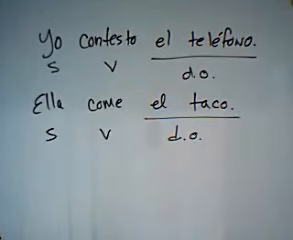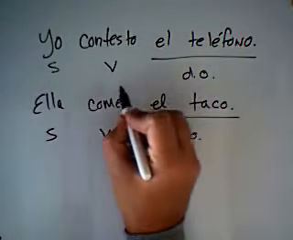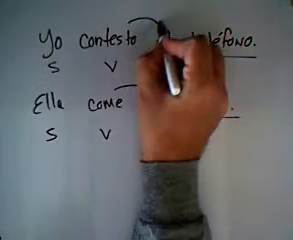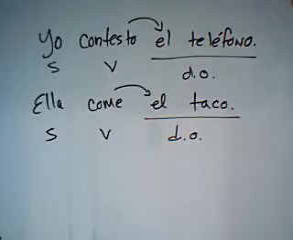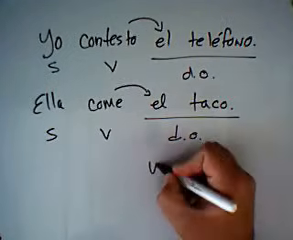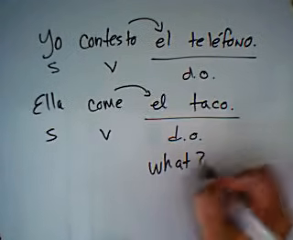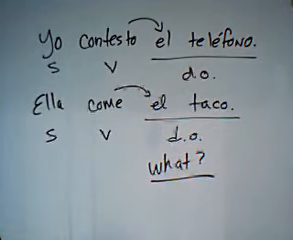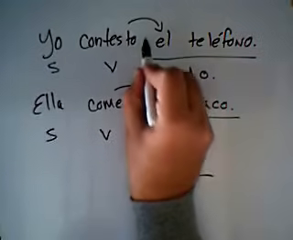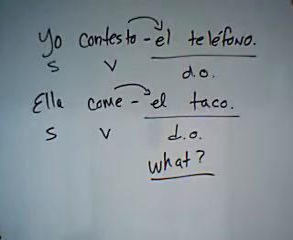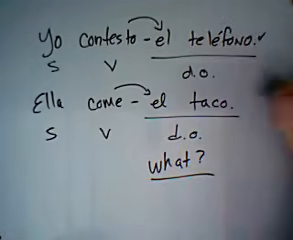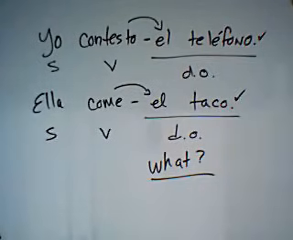Okay, so the direct object is usually a noun, well, it's always a noun, that directly receives the action from the verb. It answers the question, what? Okay, what is it that receives the action directly from the verb? Another reason it's called a direct object is that there's nothing intervening here, right? These don't require prepositions or anything like that. They directly follow the verb. Okay, so in these two sentences, el teléfono and el taco are the direct objects.